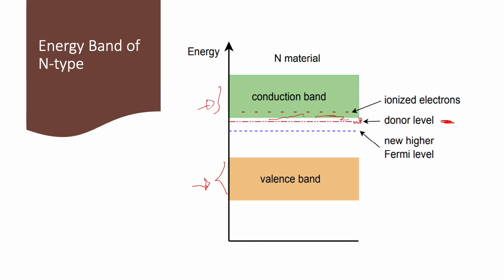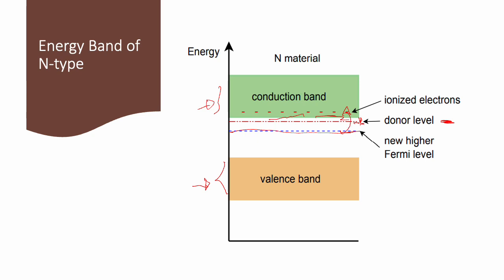And for the n-type, because of the introduction of donor impurities and their associated extra electrons, the Fermi level in an n-type semiconductor shifts closer to the conduction band. So this becomes the new higher Fermi level. As a result, there are more electrons available in the conduction band for electrical conduction, making the material a better conductor of electricity. So the electrons can easily jump to the conduction band.